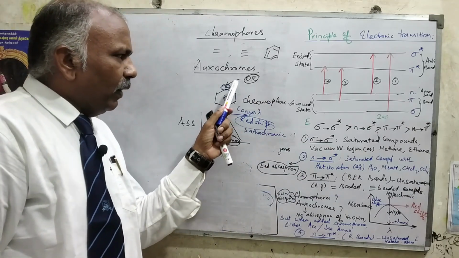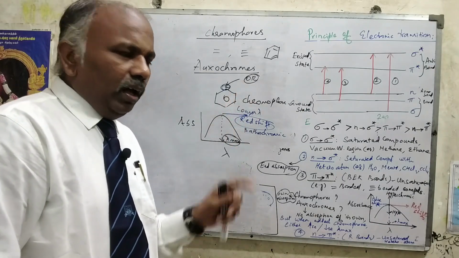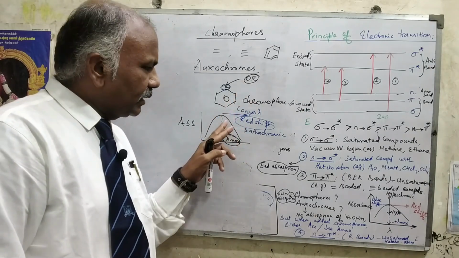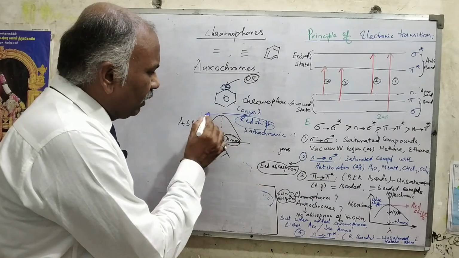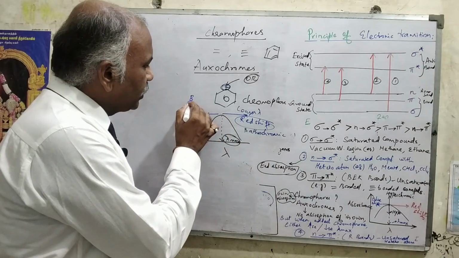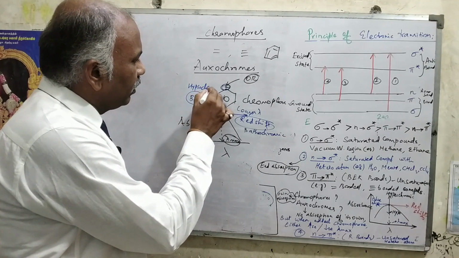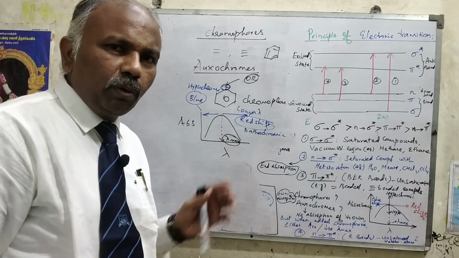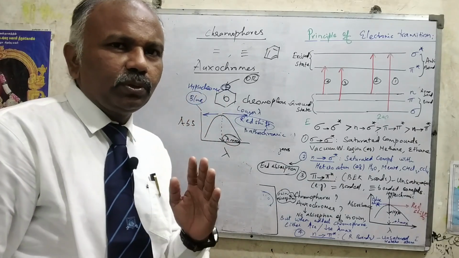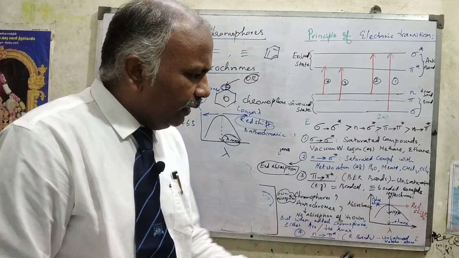Whereas, if I attach some auxochrome on the chromophore, and if the lambda max is shifted towards the lower wavelength region, then it is called blue shift, or it is also called hypsochromic shift. Okay, then it is called blue shift or hypsochromic shift. This is the very important difference, you should know that, right? So I have shown it here also, you can see here very clearly, right?